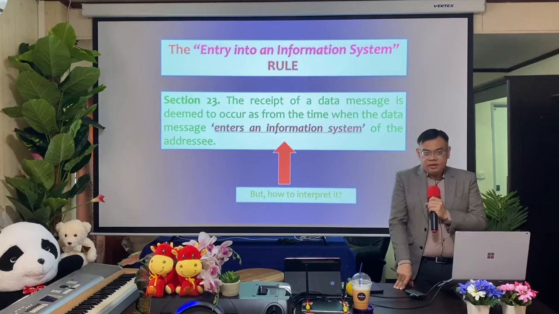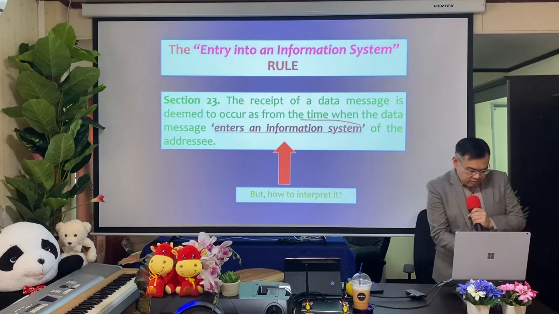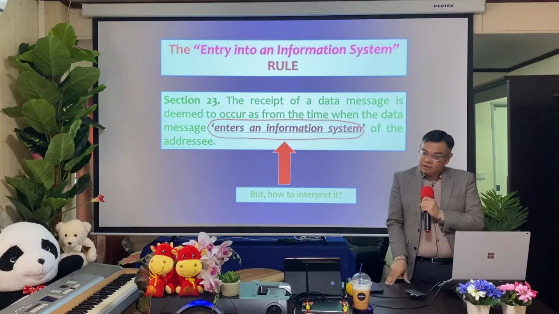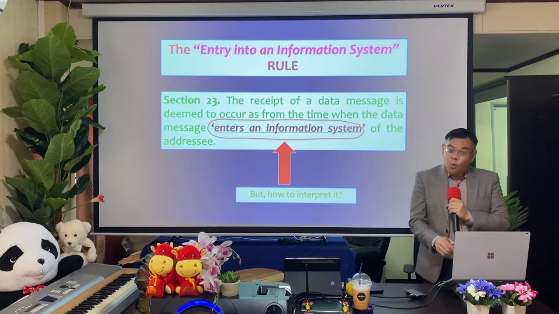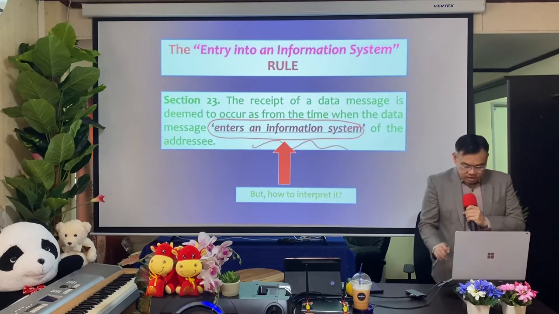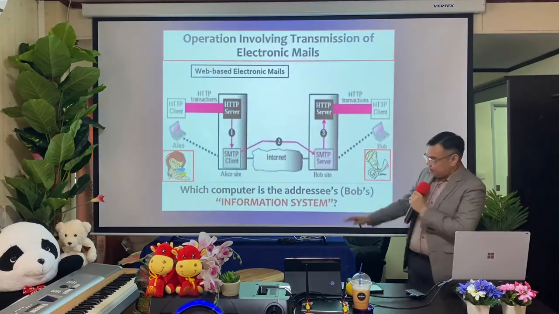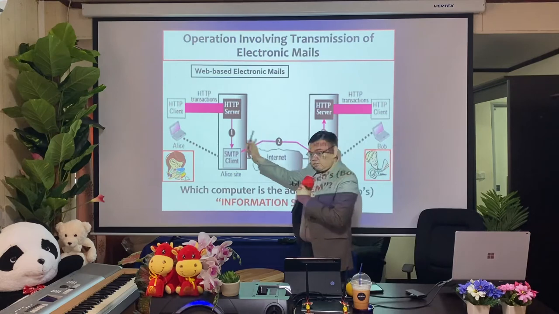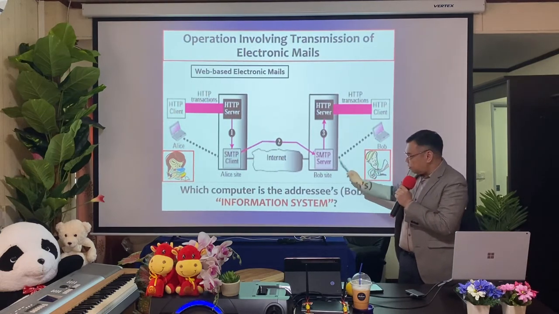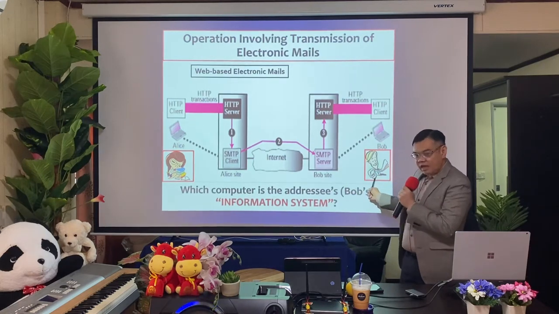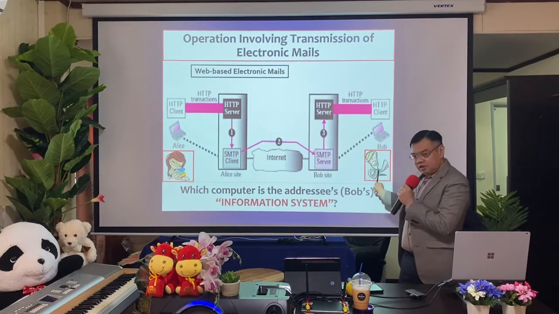This law says that for a data message, or an electronic message, to be received by the addressee, it will have to enter an information system of the addressee. A data message sent by A to B will be received by B once it enters B's information system. We have seen also how to interpret the word information system. With respect to an email communication, a message sent by the sender or the originator will have to be stored in the mail server of the addressee first, before it is downloaded by the addressee when connected to the internet, who just downloads the message from the server onto his PC.